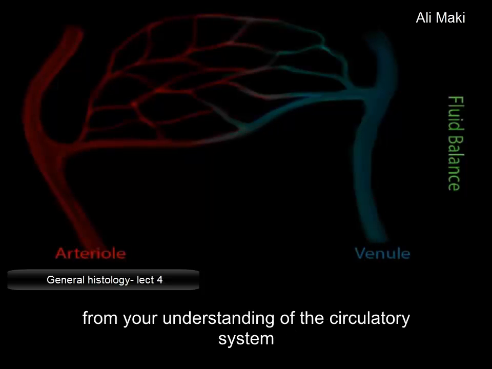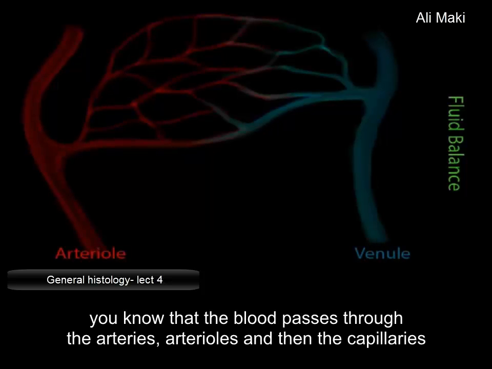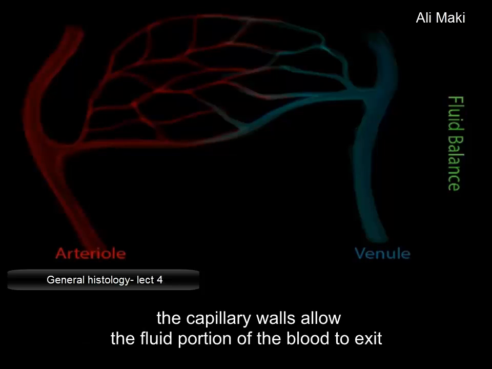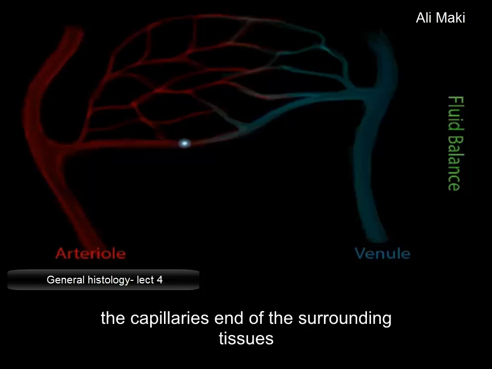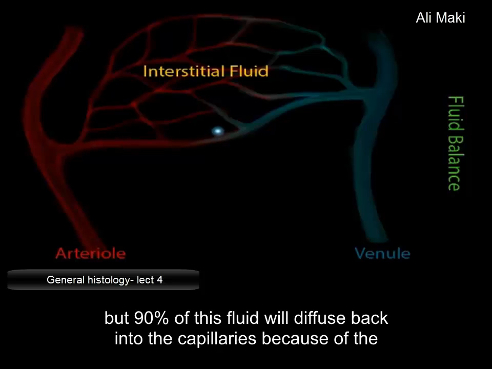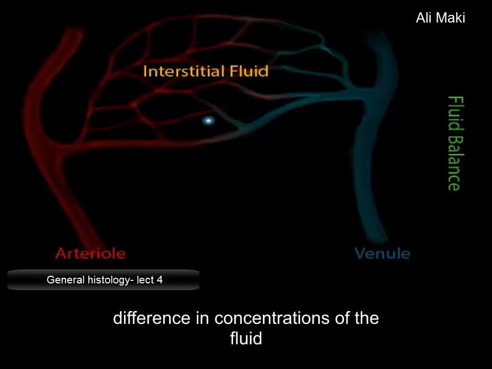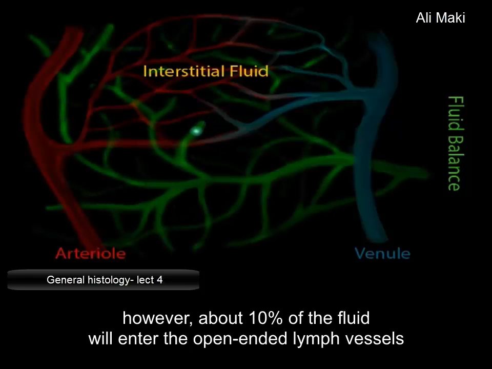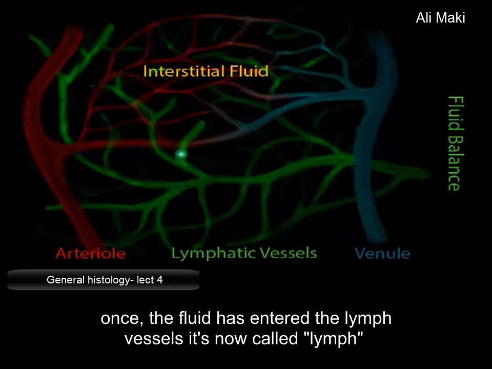From your understanding of the circulatory system, you know that the blood passes through the arteries, arterioles, and then the capillaries. The capillary walls allow the fluid portion of the blood to exit the capillaries into the surrounding tissues. Once the fluid leaves the capillaries, it is called interstitial fluid. About 90% of this fluid will diffuse back into the capillaries because of the difference in concentrations of the fluid. However, about 10% of the fluid will enter the open-ended lymph vessels. Once the fluid has entered the lymph vessels, it's now called lymph.